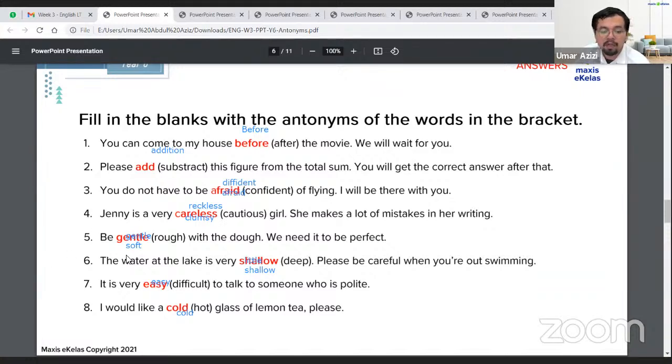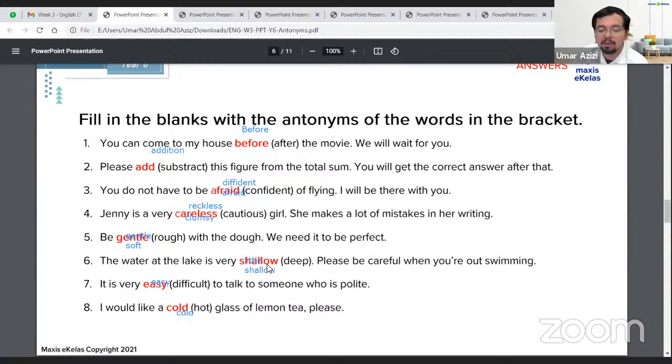Number 5, be gentle with the dough. So we got that. Soft, again, is a feature antonym to the word rough, as in the quality of the item we're talking about. We're talking about how we treat something. So if we treat something roughly, the antonym is soft. Number 6, shallow. We got that. Again, it talks about amount or volume. We're talking about how high or how deep the water height is. So if it's deep, the opposite is shallow.